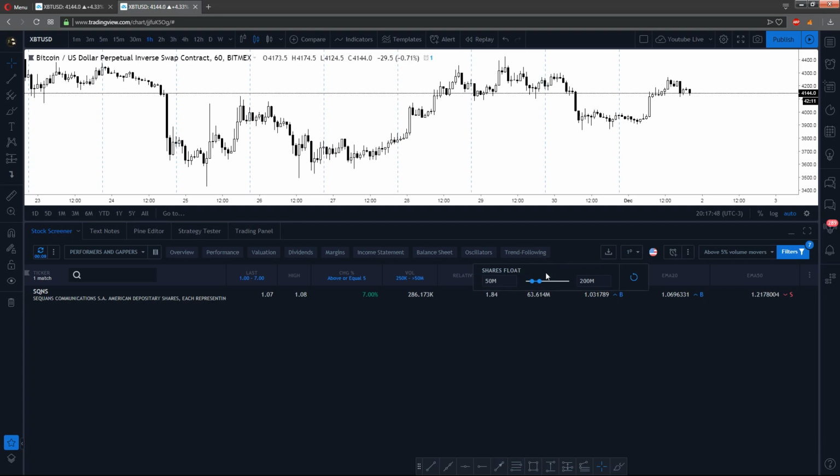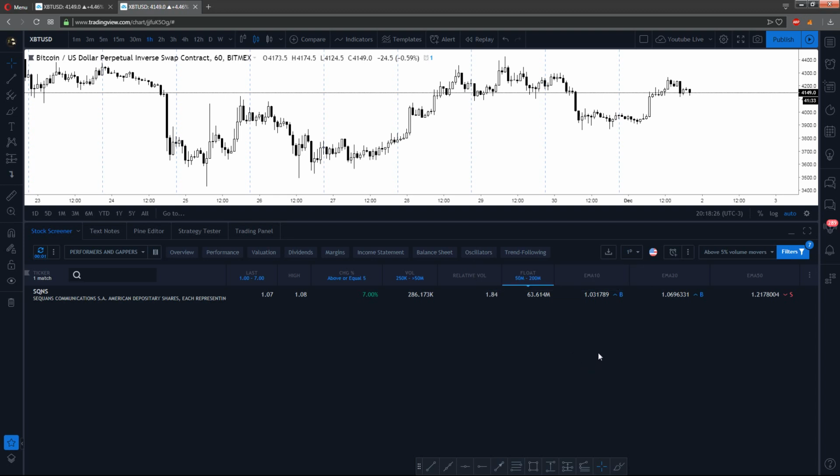Float. This is very important, guys. This is probably the most important filter on this entire screener. You want it to be 50 million to 200 million. Nothing below 50 million unless you want to get into some seriously risky penny stocks. Nothing above 200 million. So you want to get 50 million to 200 million. If you guys don't know what float is, that is how many shares are tradable on the market.